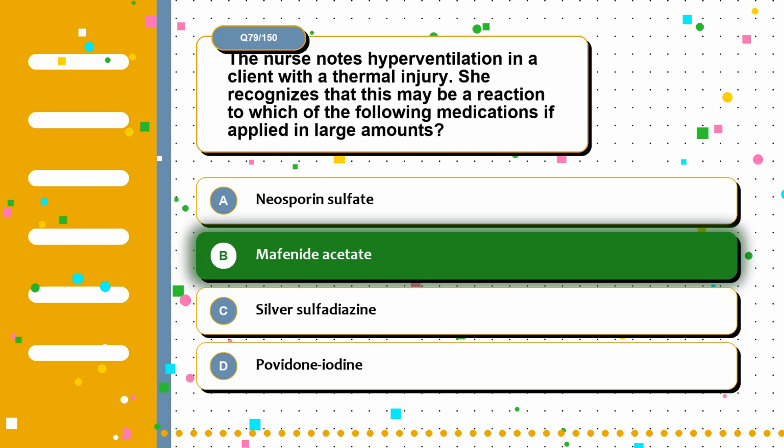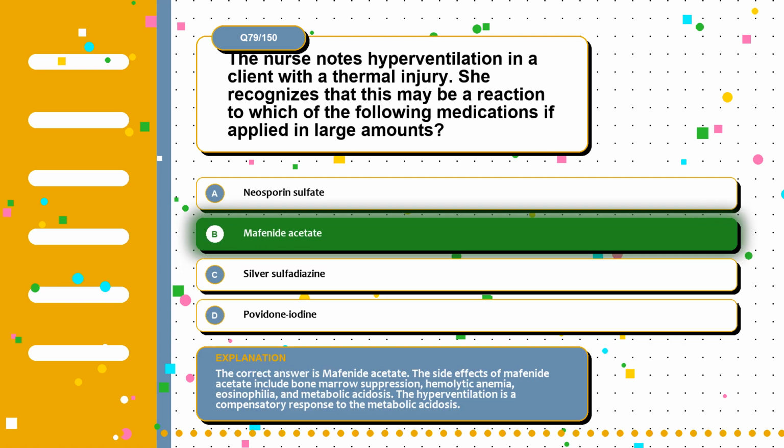The correct answer is option B, mafenide acetate. The side effects of mafenide acetate include bone marrow suppression, hemolytic anemia, eosinophilia, and metabolic acidosis. The hyperventilation is a compensatory response to the metabolic acidosis.